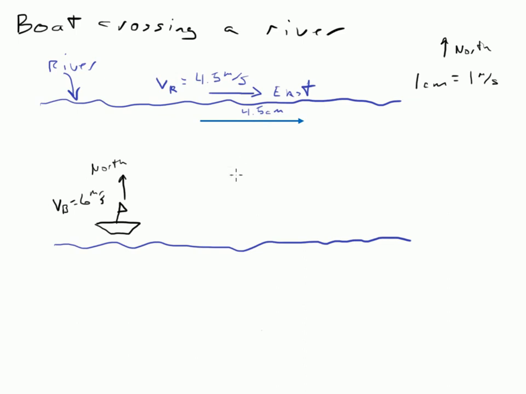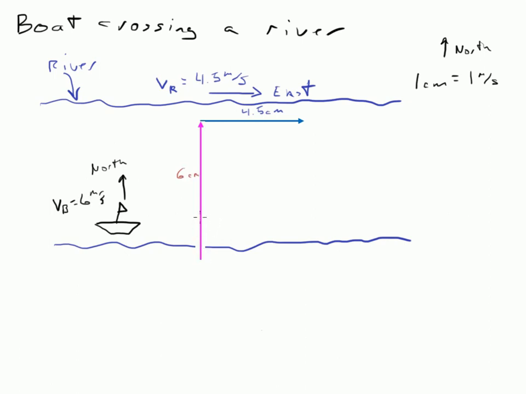So our boat is going to have a velocity of 6 meters per second, so we have to draw the vector 6 centimeters long. And we need to line them up tip to tail. That's our rule for vectors. So we have them lined up here tip to tail. And this is 6 centimeters long to represent our 6 meters per second.